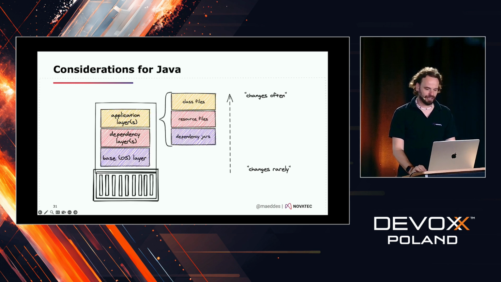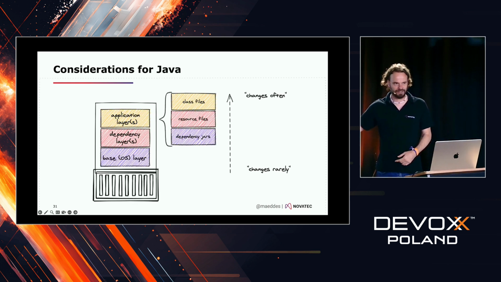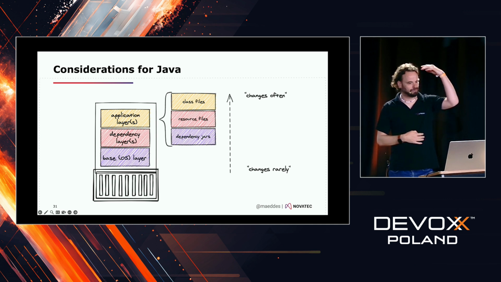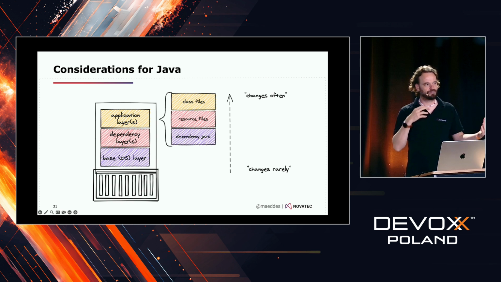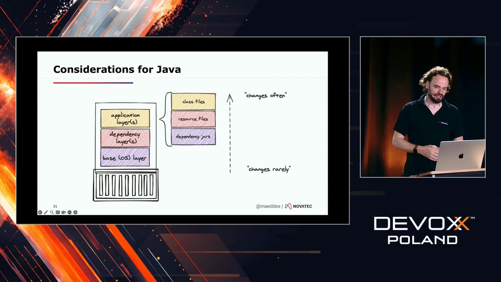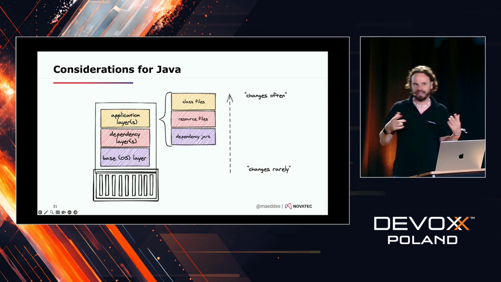Now, if we look at Java in particular, we have a similar structure there. So we also have class files on the very top. These are the things that probably change the most. We have resource files, and we have the dependency jars. That shouldn't change with every code change.